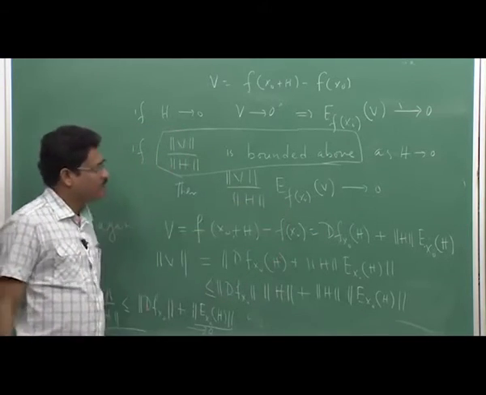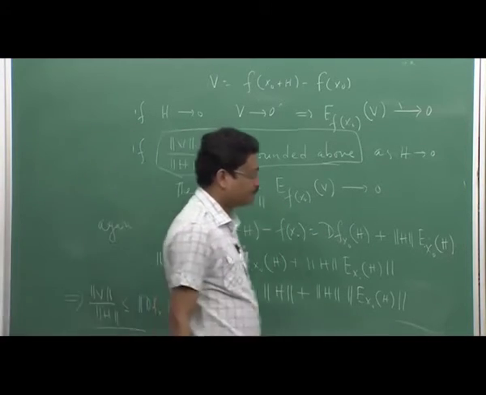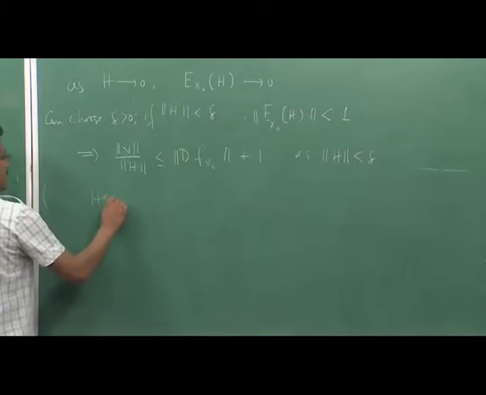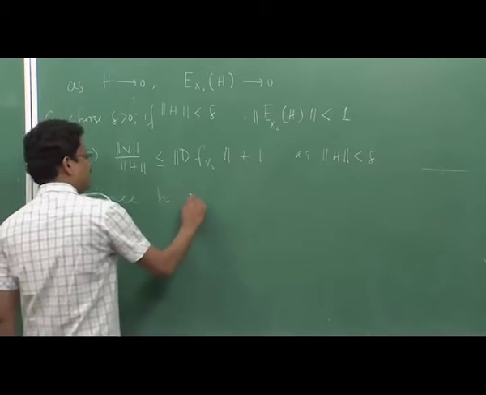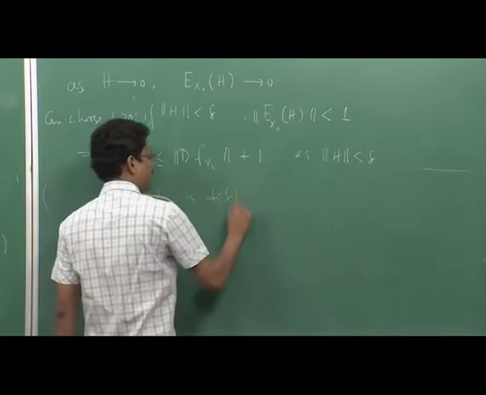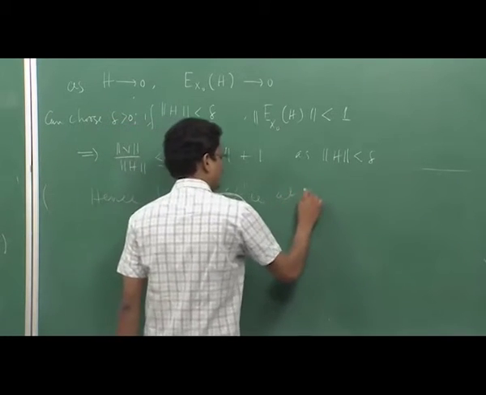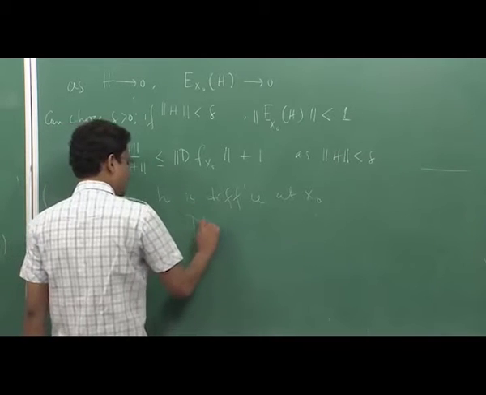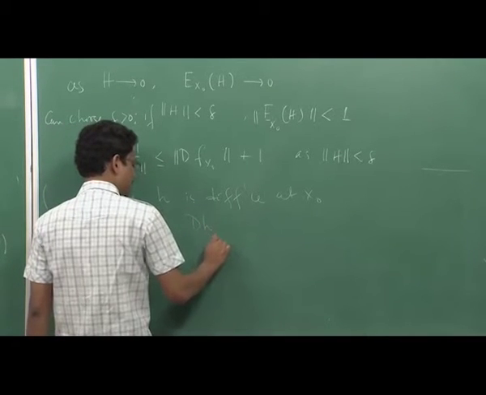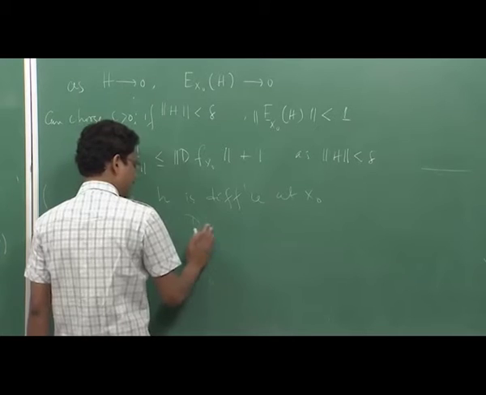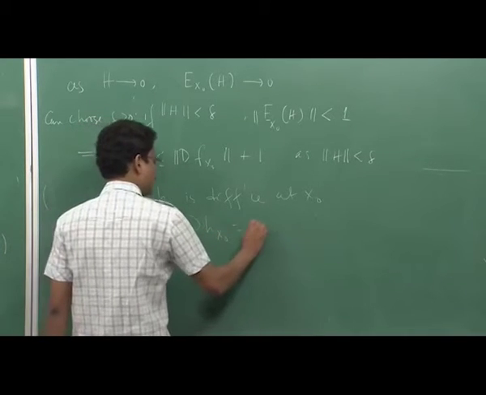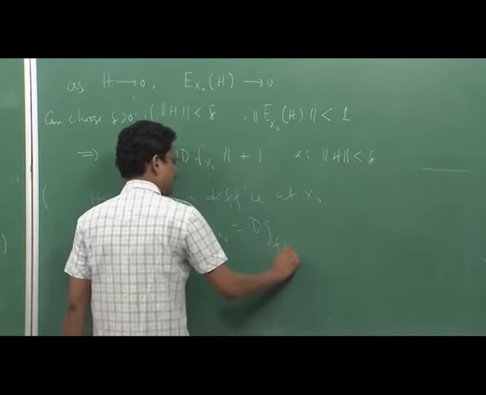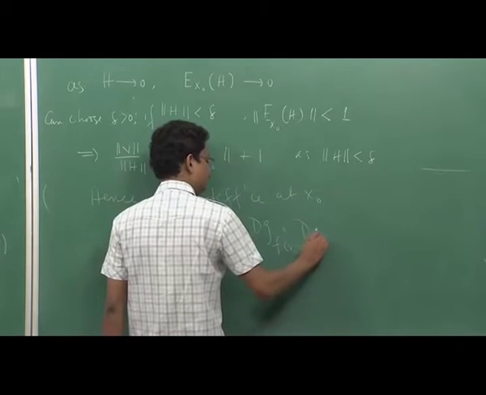So, I got this. Hence H is again differentiable at x naught, and dH at x naught is equal to dG composed with dF, the composition of these two operators.